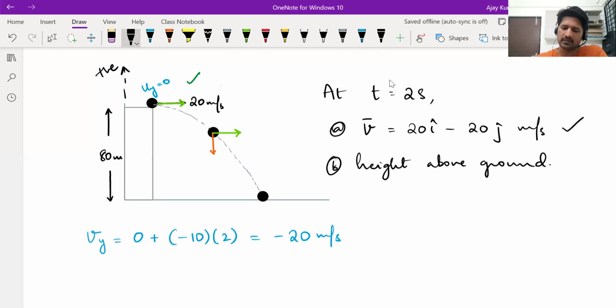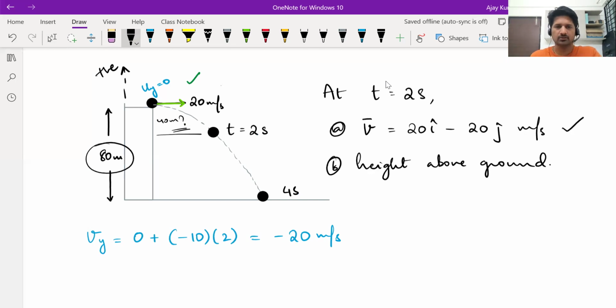Next, height above the ground. Anyone, how to calculate how high above the ground it will be after 2 seconds? Let's say it is here at 2 seconds. Tell me this. Total time is 4 seconds, right? In 4 seconds, it falls 80 meters. Then in the first 2 seconds, will it descend by 40 meters? Yes or no, and why?